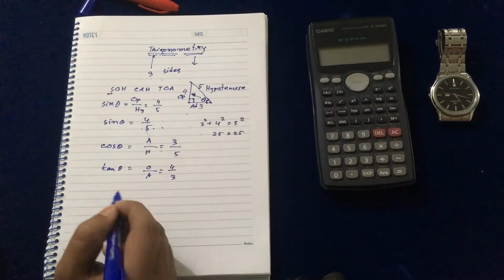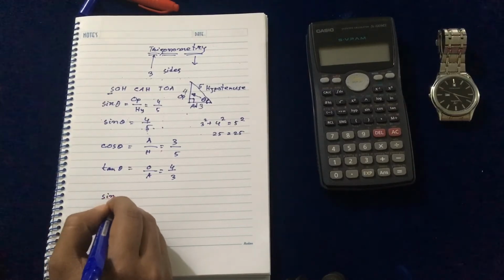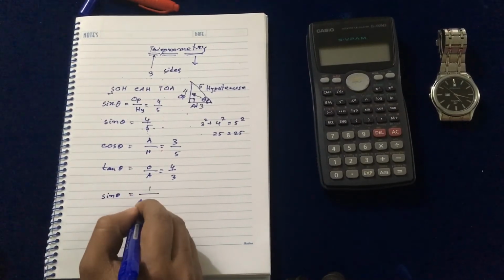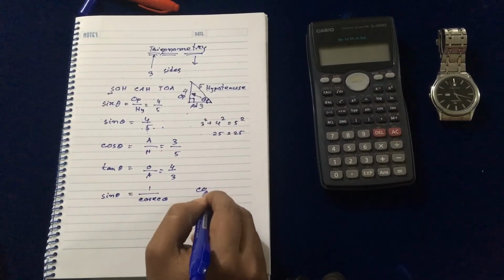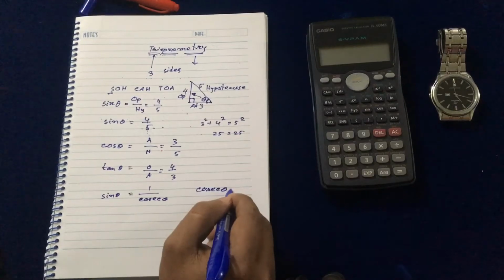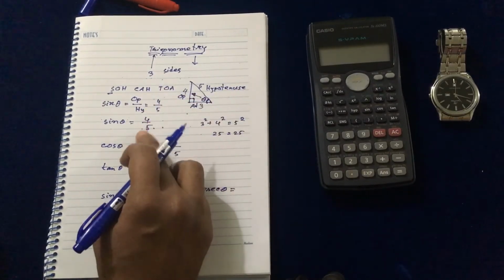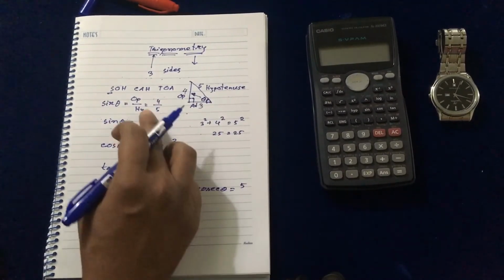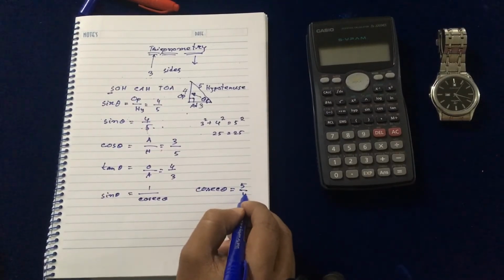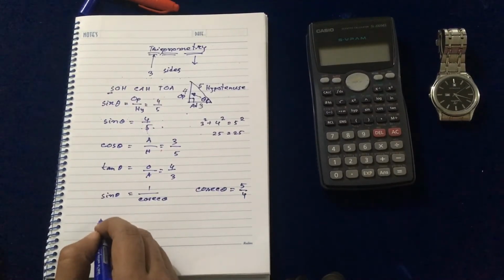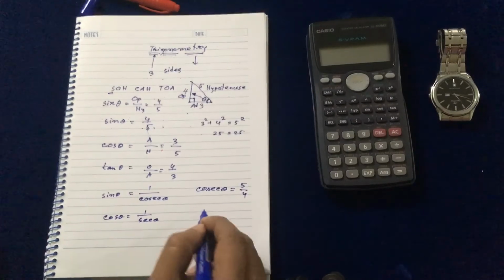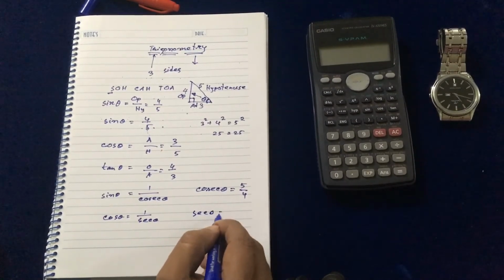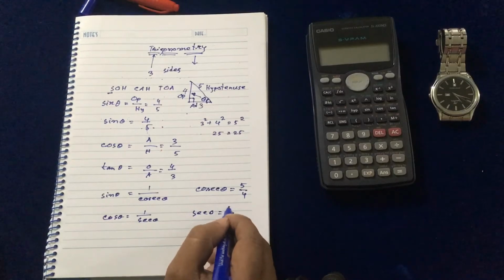To understand the other 3, we have sin theta equals 1 divided by cosec theta. That means cosec theta will be the reciprocal of sin theta, which is 4 divided by 5, so cosec theta will be 5 divided by 4. And there is another formula for cos theta. Cos theta is 1 divided by sec theta. Therefore sec theta will be 5 divided by 3.